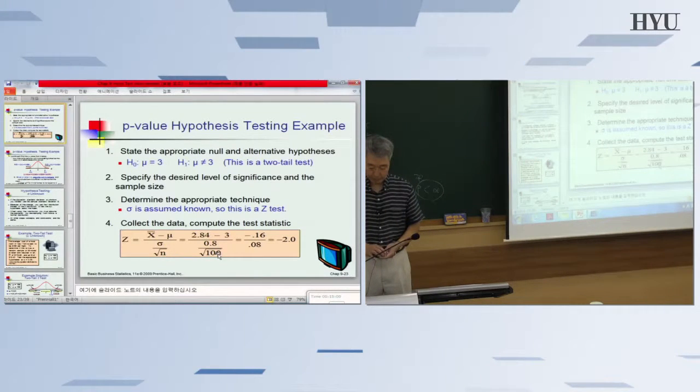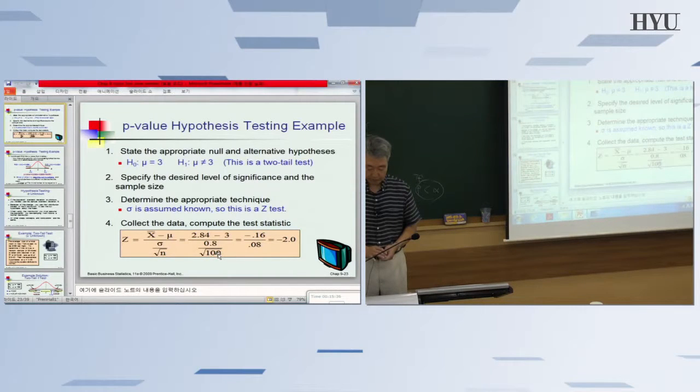So going back to the previous example that we used last class, somebody claimed that the average number of TV sets in households in the United States is 3. And you wanted to test that claim. So the null hypothesis says mu is 3, the alternative says it is not. And you decided the level of significance of, I think, 0.05.